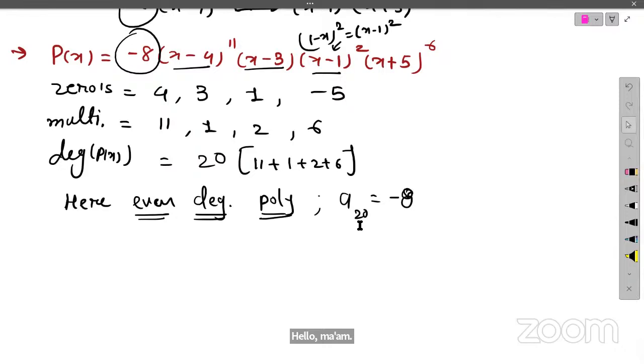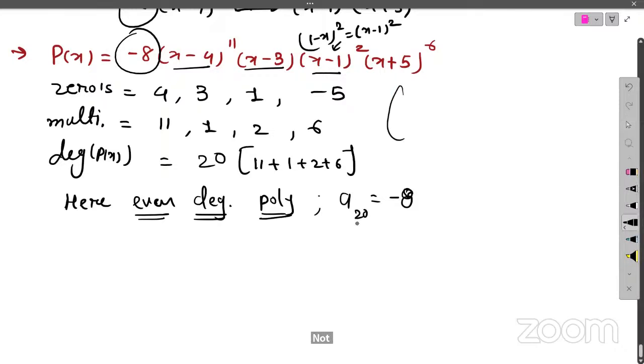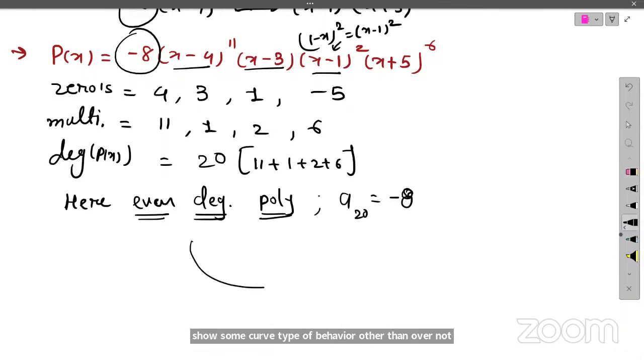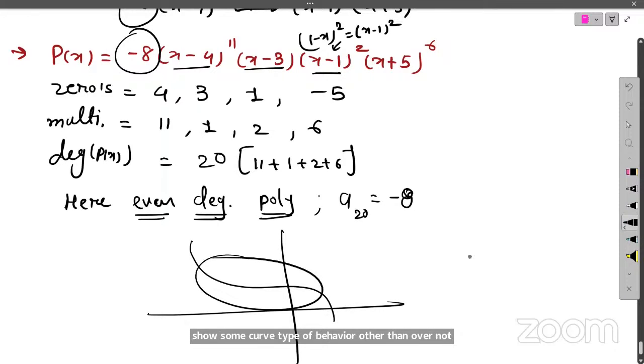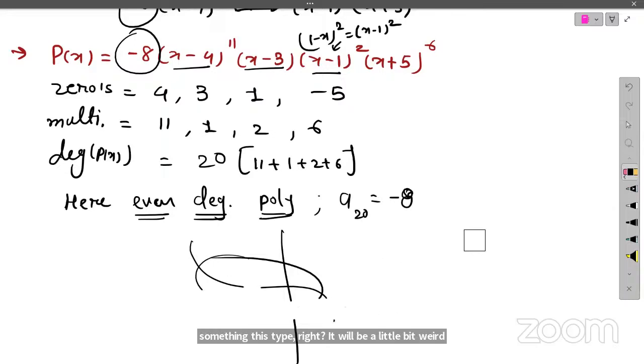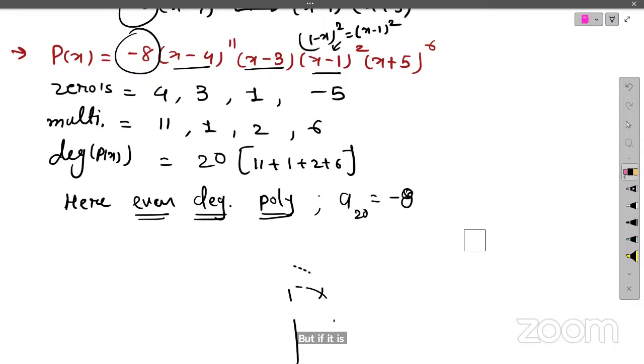In such a way, graph can be changed. If we include x square plus 1, the graph will be a little bit changed. Not exactly. Here we don't have such curve type of behavior. Curve means this type of behavior, or something like this. It will be a little bit weird. But if it is x to the power 100 plus 1, then it will be very much different. Correct. Actually, as you increase the power, it changes the curve.